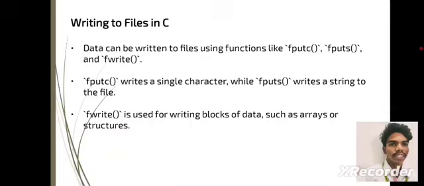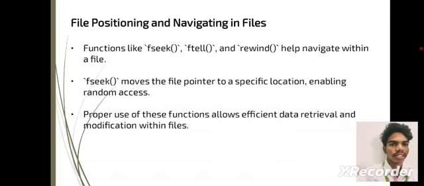Writing to files in C. Data can be written to files using functions like fputc, fputs and fwrite. fputc writes a single character while fputs writes a string to the file. fwrite is used for writing blocks of data such as arrays or structures.